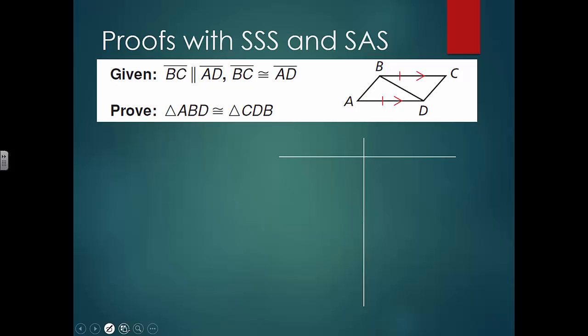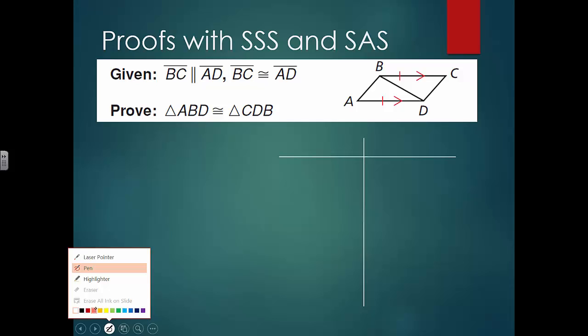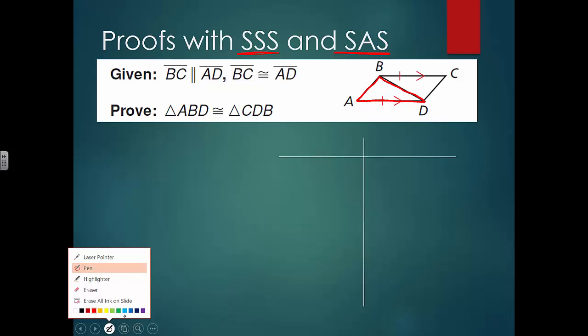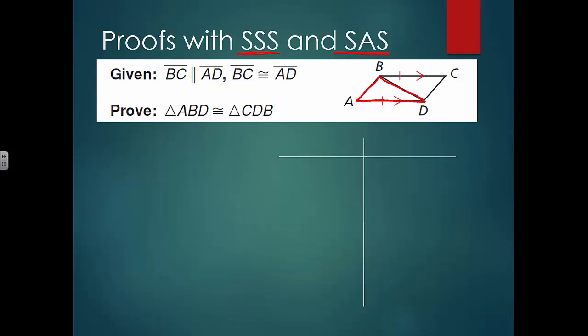All right, so here is our opportunity to do a proof. We are going to use either side, side, side, or side angle side to prove that these two triangles, triangle ABD, that's this one right here, are congruent. It's nice to identify what triangles you're trying to prove are congruent. We have to prove that it is congruent to triangle CDB, which is this one here. So we'll have our statements and our reasons. Again, we're trying to get side, side, side, or side angle side.